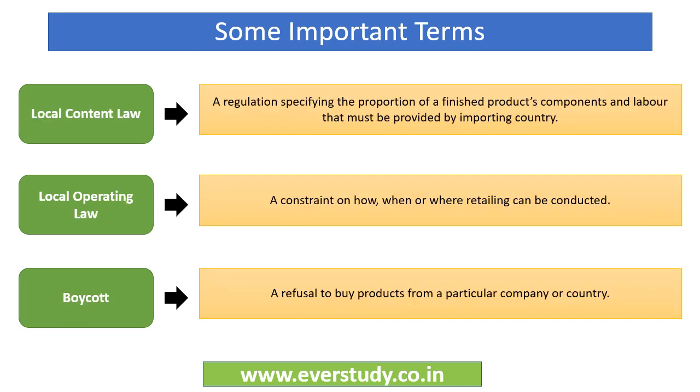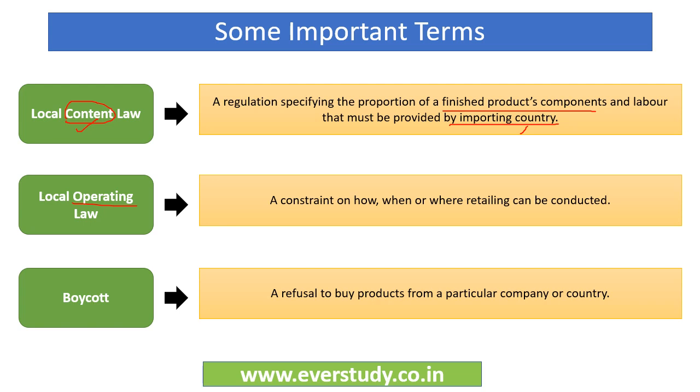Next is local content law. Now this is often in the news, and this is about a law or regulation which provides that a certain proportion of the finished goods, components and labor must be provided by the importing country. For example, if India is importing iPhones, India may provide that the battery of the iPhone should come from India. So this is a local content requirement.